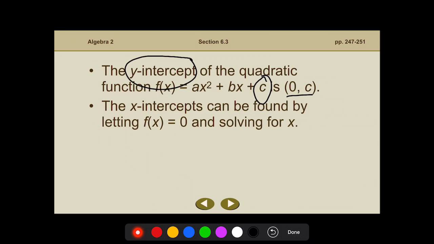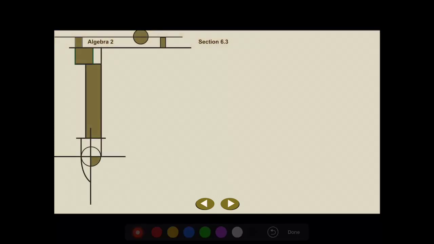The x-intercept, though, can be found by evaluating where f of x is equal to 0 and solving for x. So you substitute 0 into the f of x part, and you solve that quadratic. You can use factoring, completing the square, or even the quadratic formula in order to figure it all out.